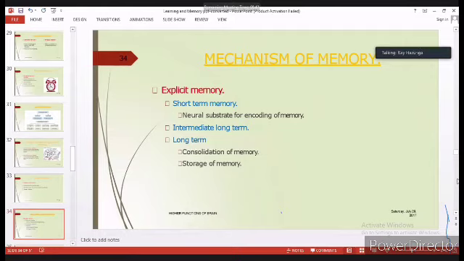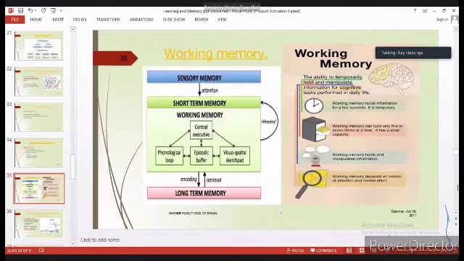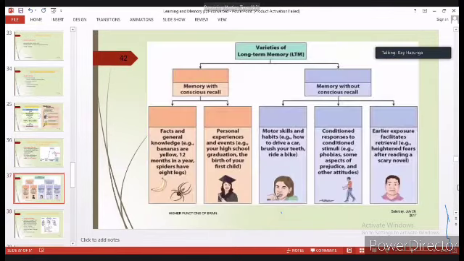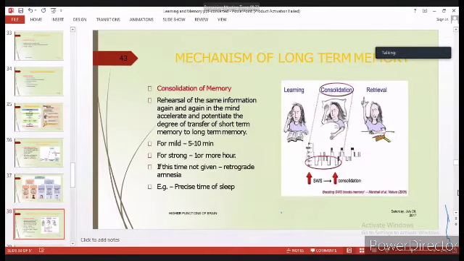It's the working memory, which I already explained. Intermediate memory, which I also touched on, nothing much different. And we've already talked about the differences in the different parts of long-term memory. Mechanism of long-term memory, I've already said that you have to encode. After encoding, you consolidate, and after consolidating, you store.